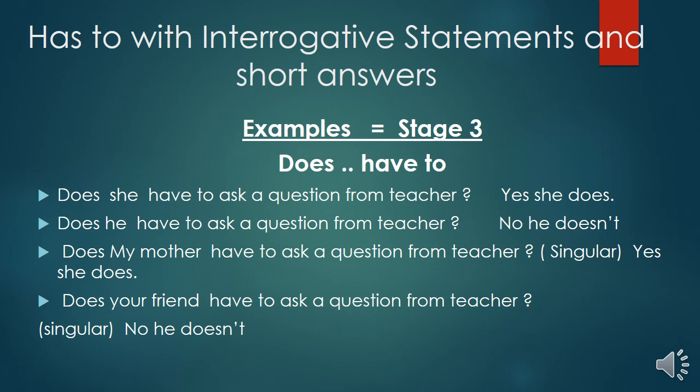In this video, we cover how to use has to. Has to we mostly use with the singular form. So you can use she as a singular, he as a singular, or any other person when you use it as one. Does my mother is singular. So we use does my mother.